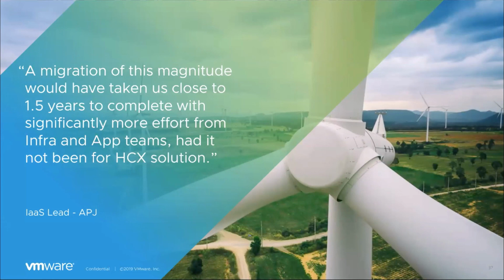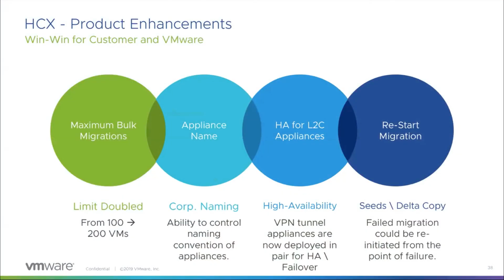One comment that we really cherish from this customer is that a migration of this magnitude would have taken them roughly 1.5 years, with significantly more time and effort from both application and infra teams, had it not been for the HCX solution. So there is very clear savings in terms of the migration effort, and in the reduction in the time frame that the customer used to migrate their workloads and evacuate the data center.